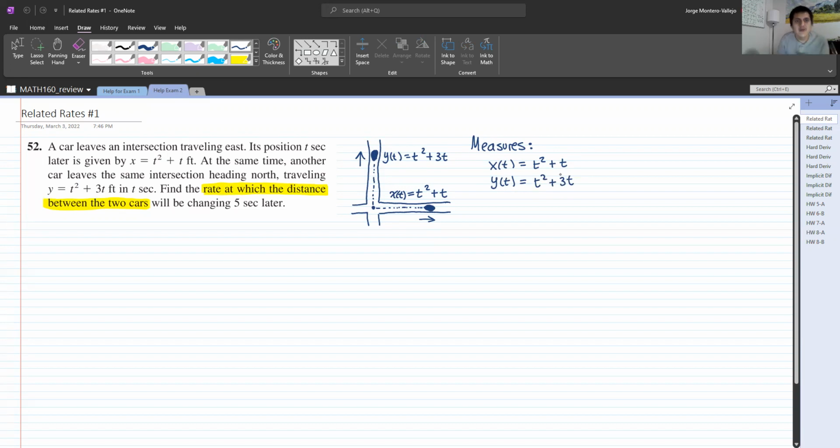And then there is that last measure that we must take into account because of what is being said in the final sentence of the problem: find the rate at which the distance between the two cars will be changing 5 seconds later. So it looks like the distance between the two cars is another measure that we should consider. The distance between the two cars is going to change with time, so it's also going to be a function of time. So we need to come up with a label for it, a function that we need to consider. Let's go ahead and call it z of t.